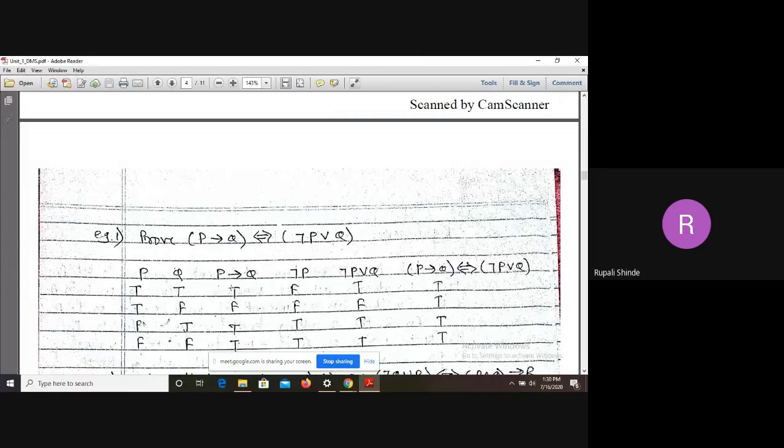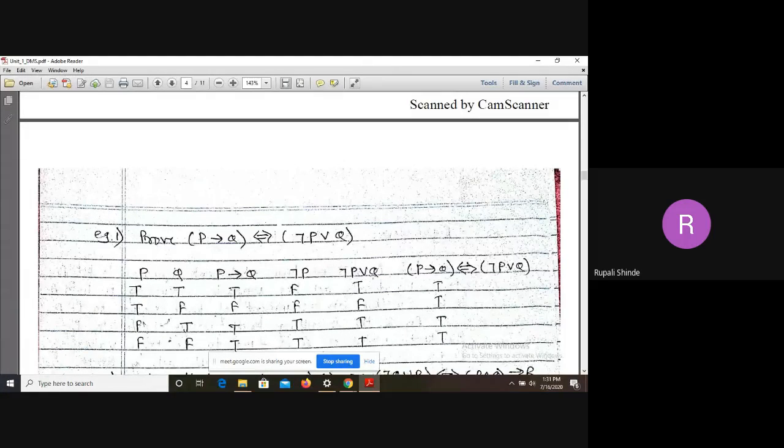Now check what is the value for P conditional Q and negation P or Q. So here we have to take the biconditional between these two, because what was our definition for equivalence? If A and B are two formulas, and if A biconditional B is a tautology, then only we can say that A is equivalent to B. So here take the biconditional between these two formulas: P conditional Q, this is the first formula, and negation P or Q, this is the second formula.